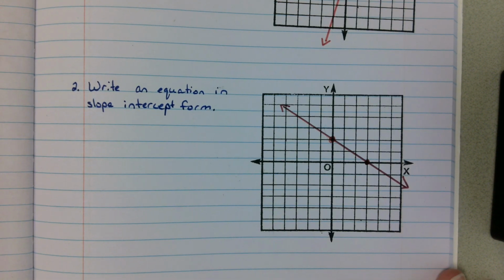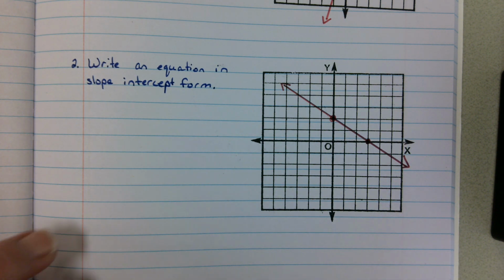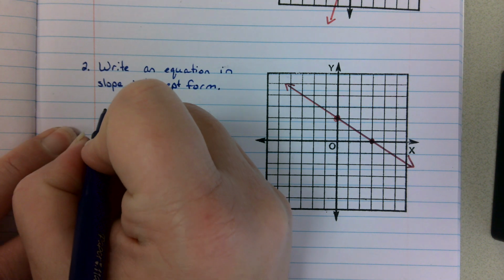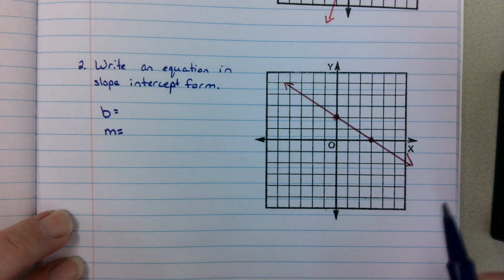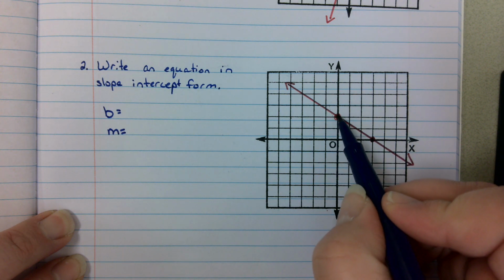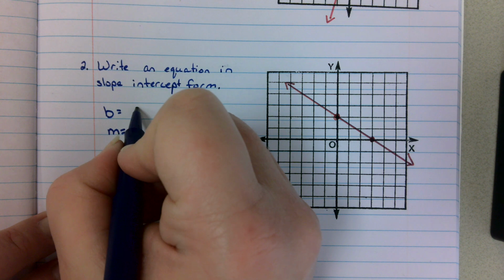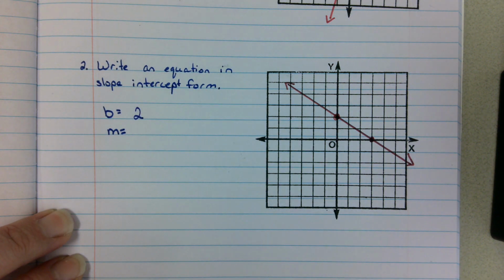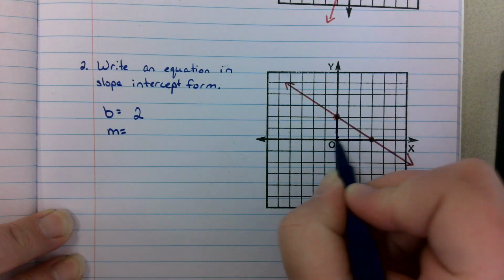All right, the next one I want you to try. Write an equation in slope-intercept form. All right, so again, you need to identify your b and your m. So you've got your graph, and it intersects the y-axis right here from the origin, that's up 2. So y-intercept is 2. And then we need to calculate our slope again, and I'm going to draw my triangle.